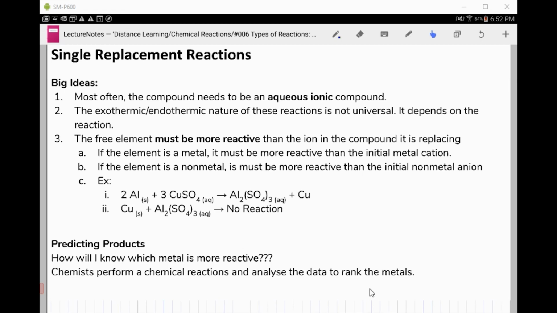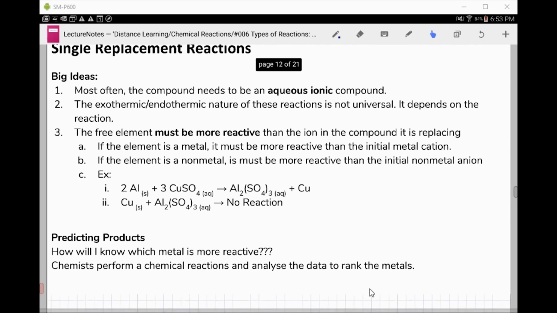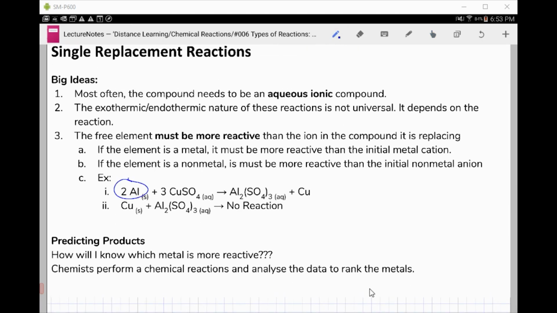And lastly, in order for a reaction to occur, the free element, our aluminum in this case, must be more reactive, right? Meaning it must be able to lose its electrons more than the ion that it is trying to replace. This is why the reaction we saw actually happens, and it doesn't just reverse itself and undo itself. The aluminum is able to react and replace the copper. However, the copper is not able to react and replace the aluminum. The reaction only occurs if the free element is more reactive than the metal it is replacing.